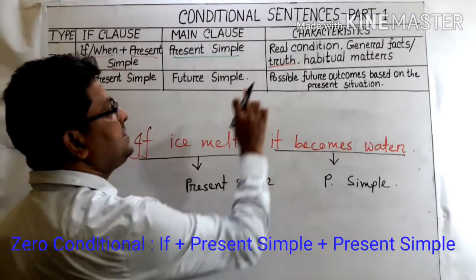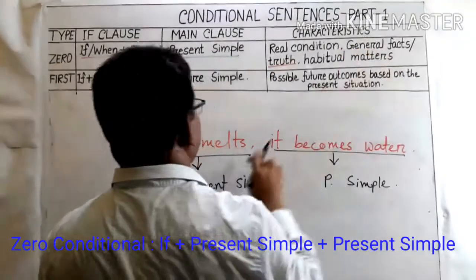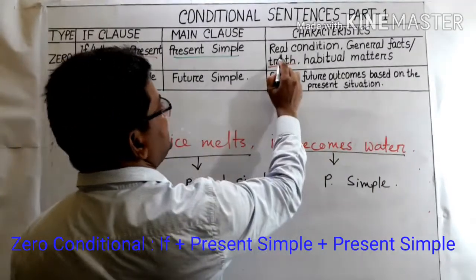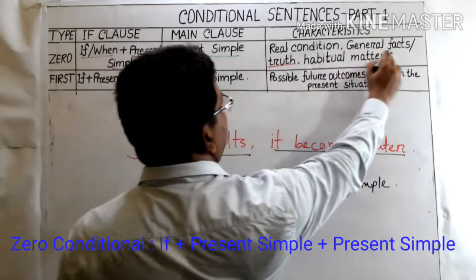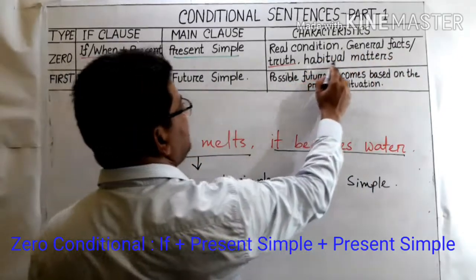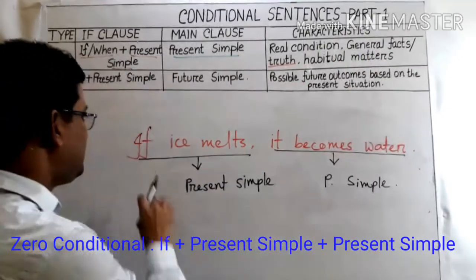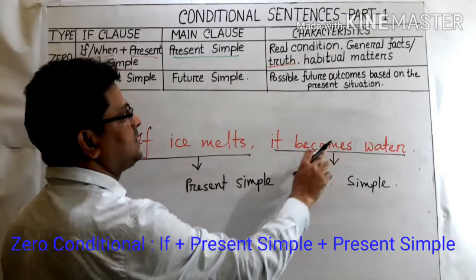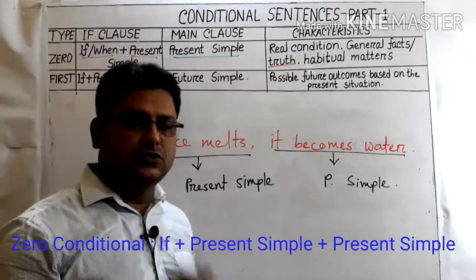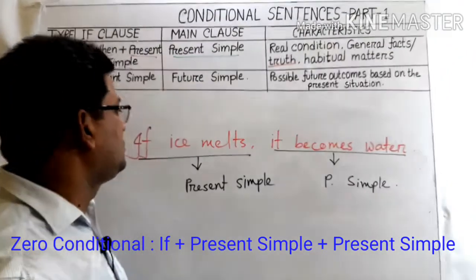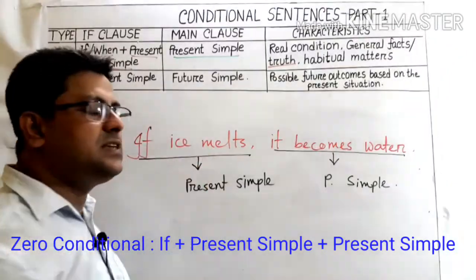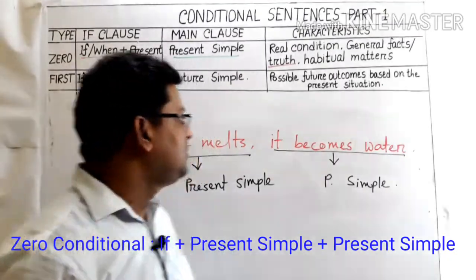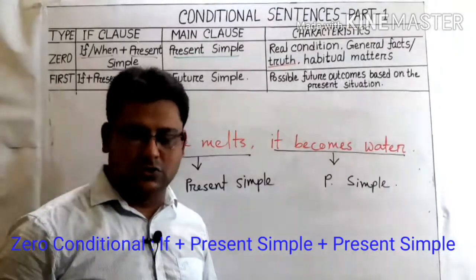If we visit the characteristics of zero conditional, we will see that these express real conditions, general facts or truth, or habitual matters. Here I see that "if ice melts, it becomes water" is a general truth or scientific truth. On the other hand, this is a real condition and this is 100% truth. That's why we call it zero conditional.